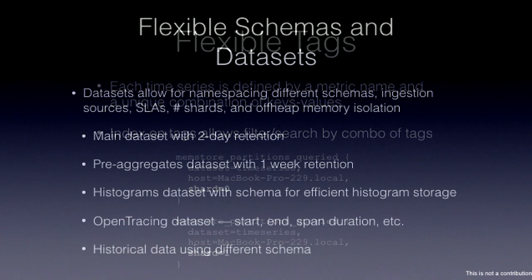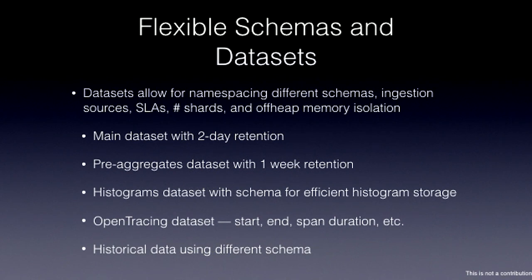We have a namespacing mechanism called data sets. FiloDB is different in that it's a multi-schema database; we support different kinds of ingestion schemas. This is an example of how we might namespace things, and this is a big help for multi-tenancy. Suppose that I have a main data set which has a two-day retention policy.